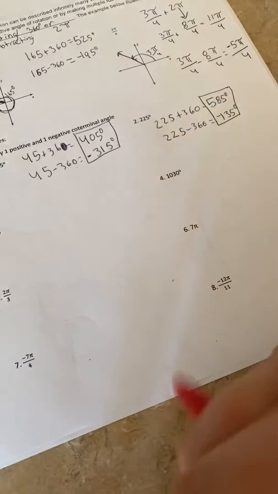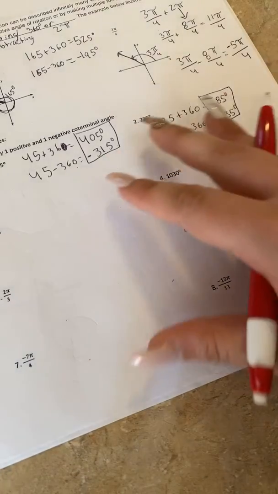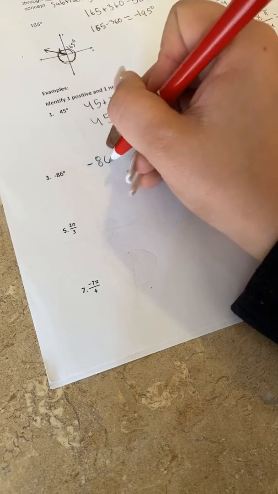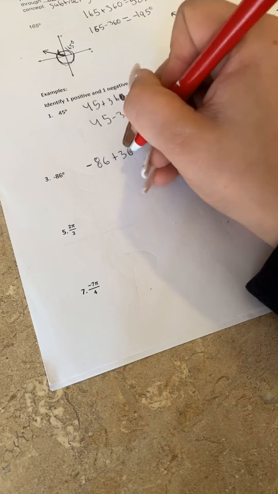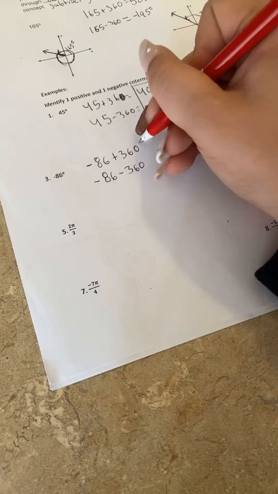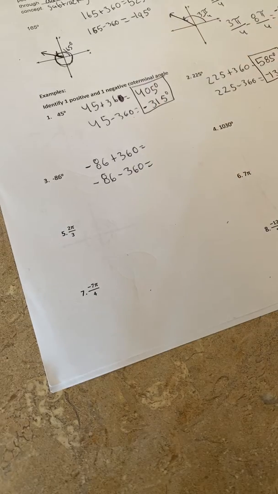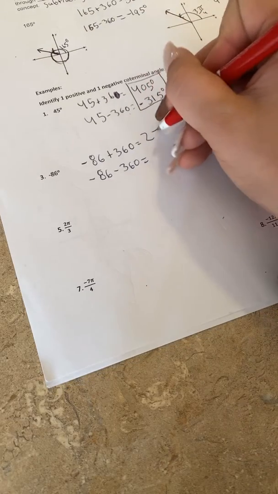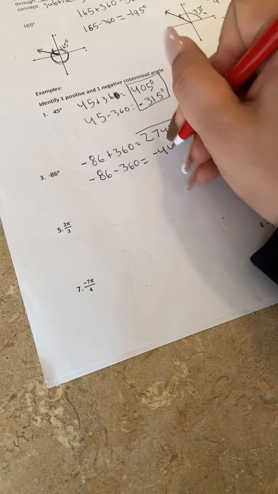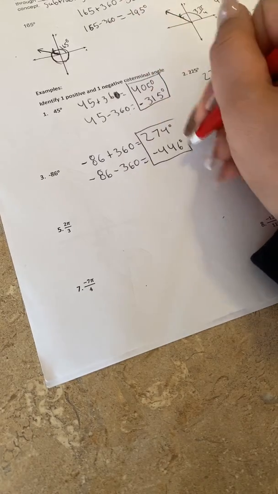Okay? So coterminal angles is literally just adding and subtracting the same thing every time. So with number 3, with negative 86, just because it's negative doesn't change anything. We'll do negative 86 plus 360 and negative 86 minus 360. So negative 86 plus 360 gives me 274 degrees. So that's one coterminal angle. And then negative 86 minus 360 gives me negative 446 degrees. And that's one positive, one negative, and we're done.